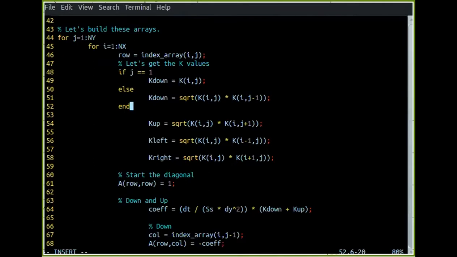Okay? So that's the first part. That's how we fix the coefficient. The only thing that changes in the coefficient is what that k down value is. So now this coefficient is correct whether we're on the bottom boundary or not on the bottom boundary, because we fixed k down to whatever boundary we're on.